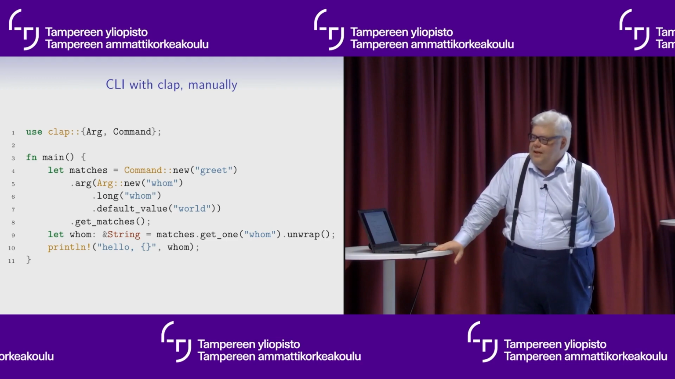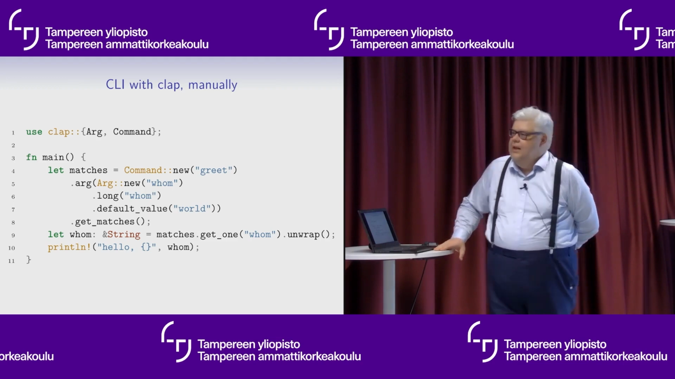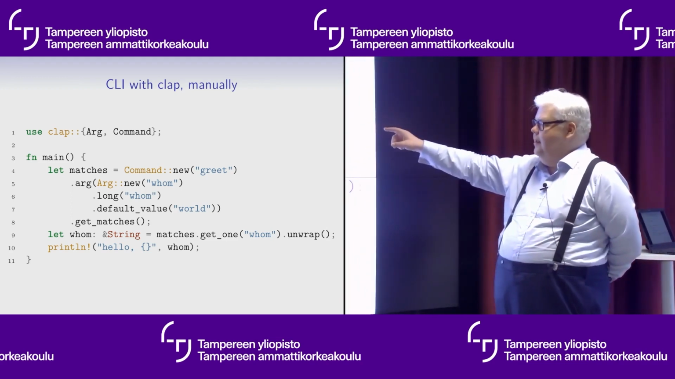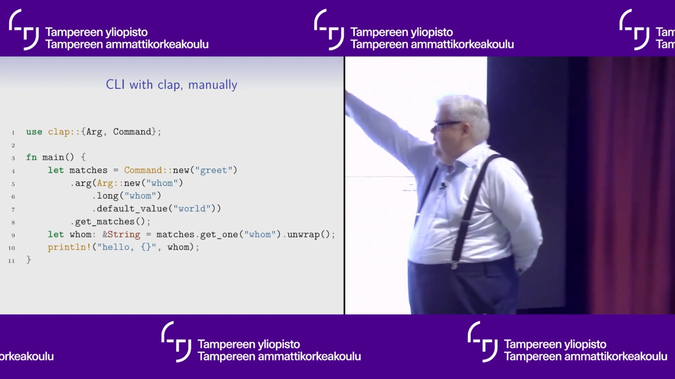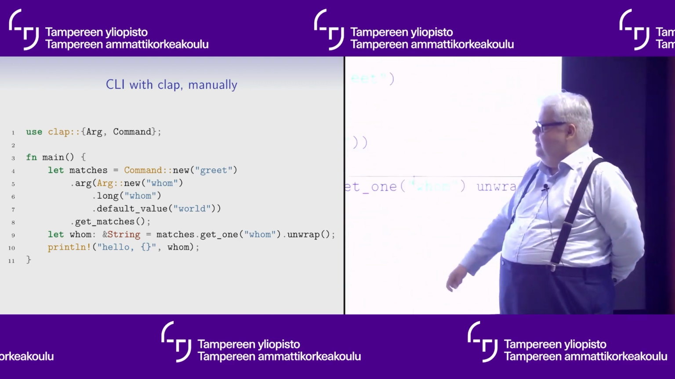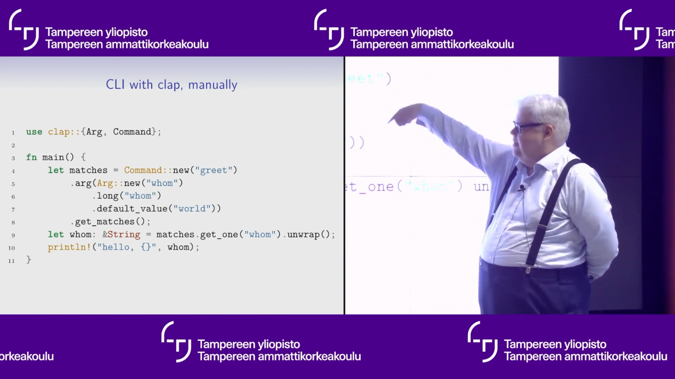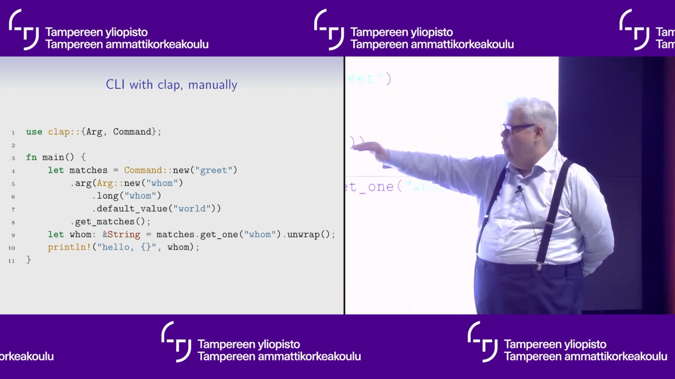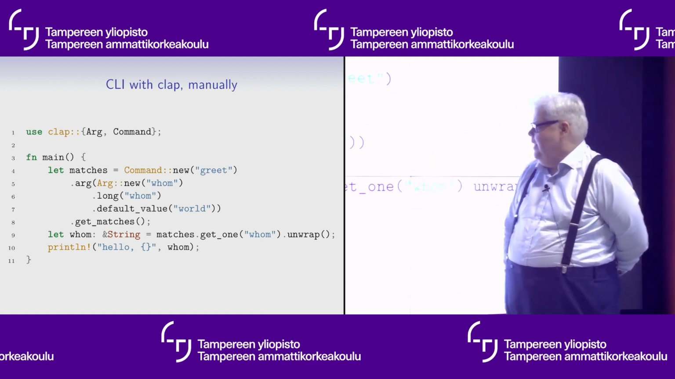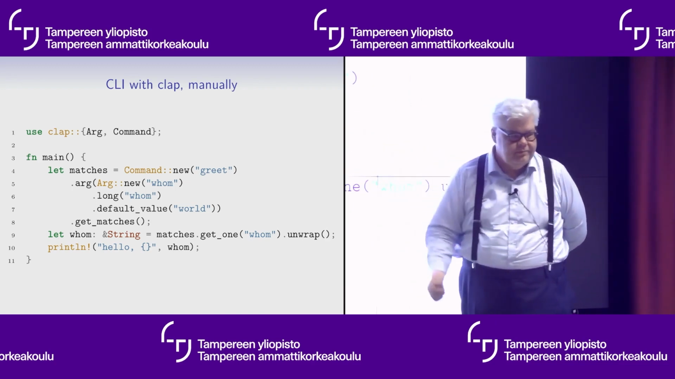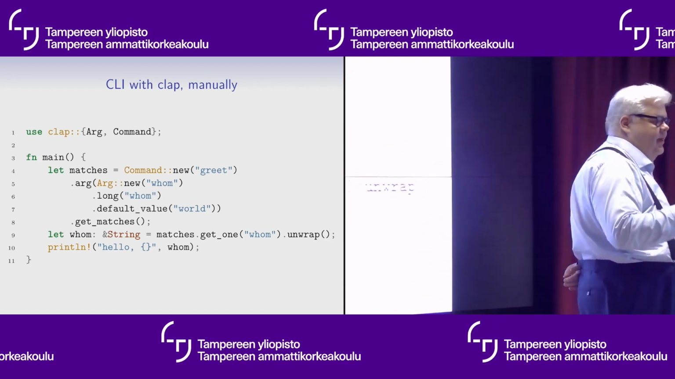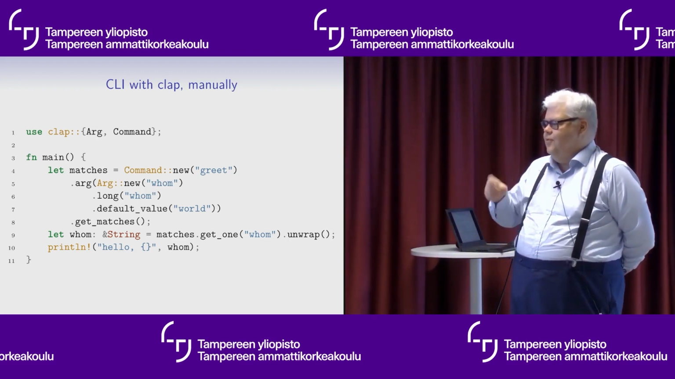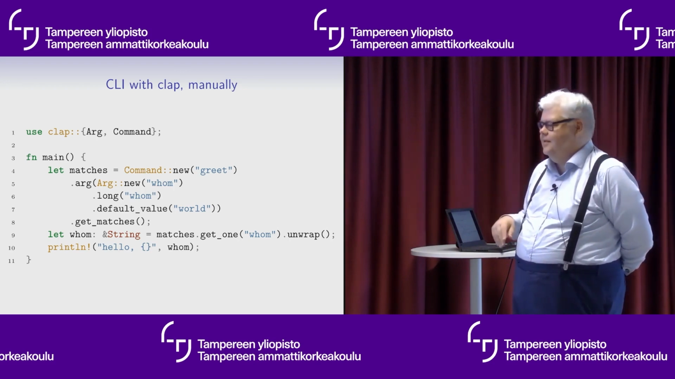This does the same thing using clap. Clap has a type called Command that we create. We give the name of the program to new as an argument, and then we use an Arg. This is a builder pattern, so it creates a new argument whom, where the long option form is whom. This is a little confusing. And it has a default value. Default values are really nice because sometimes the user doesn't want to use an option, they just want to have something that gets greeted.